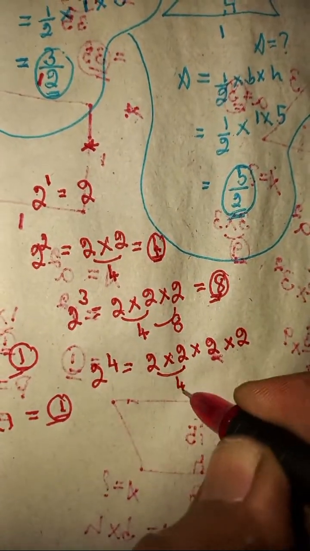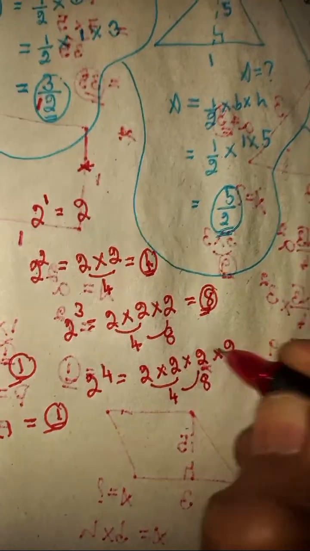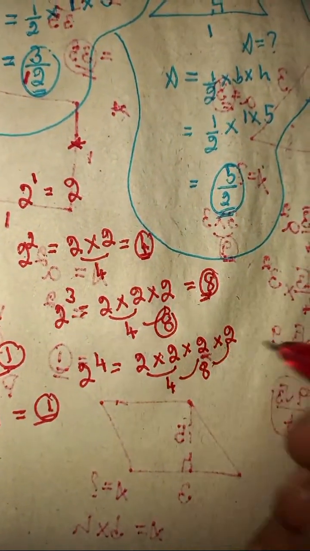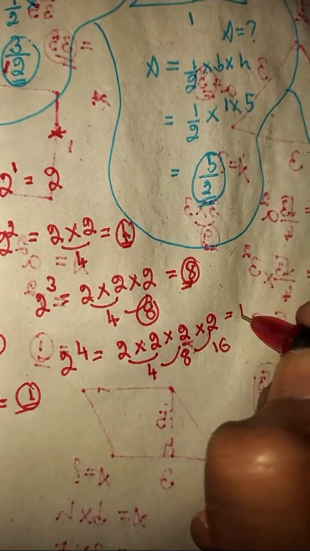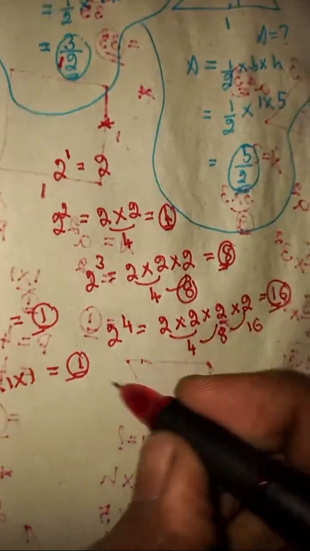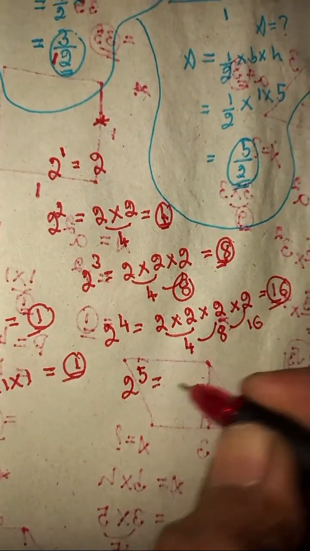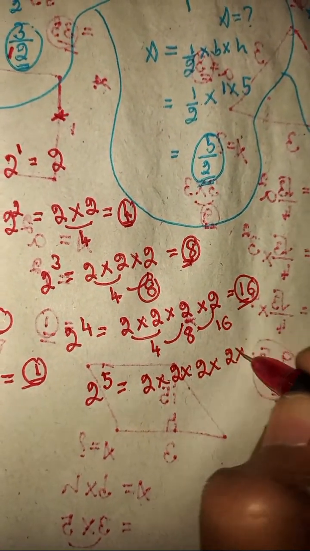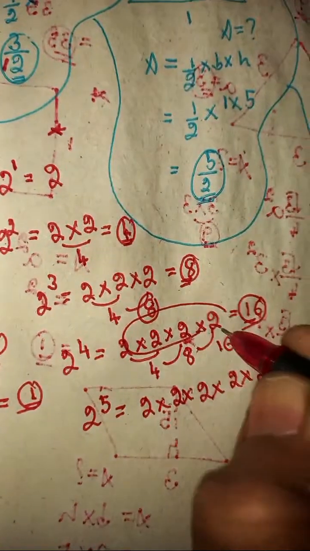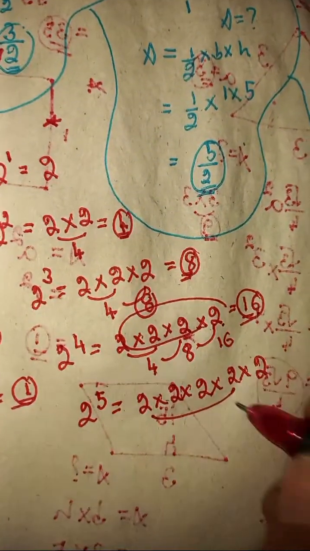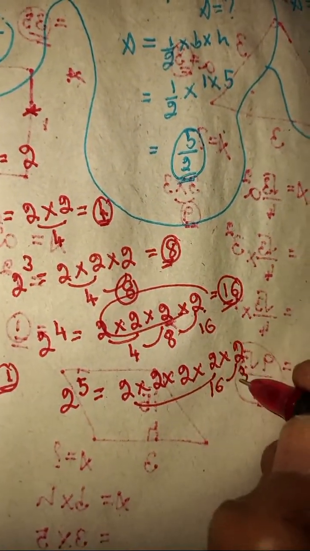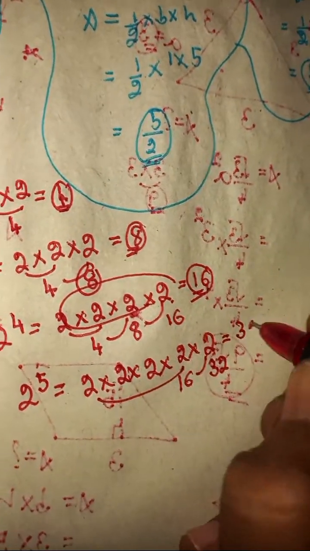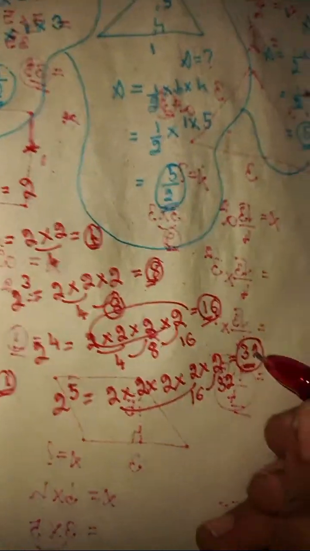And 2 power of 4 means 2 times 2 times 2 times 2. 2 times 2 is 4. 4 times 2 is 8. With 8 you multiply again by 2, it becomes 16. So it is 16. And 2 power of 5 is 2 times 2 times 2 times 2 times 2. Up to 4 it becomes 16. So 16 times 2 is 32. So 2 power of 5 is 32.